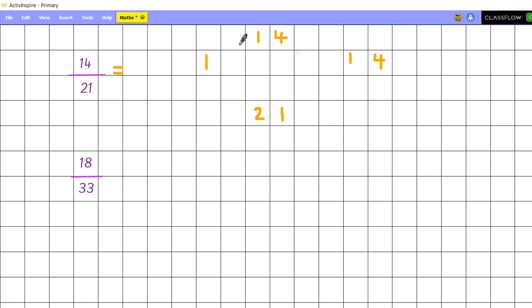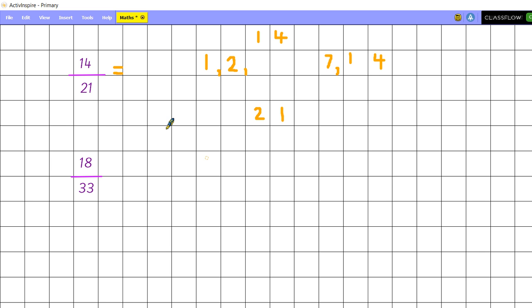Now, because it's even, 2 does go into it. How many lots of 2 goes into 14? 2, 4, 6, 8, 10, 12, 14. 7 lots of 2. What about 3? Is that divisible by 3? No, it's not. Okay, what about 4? Not 4, not 5, and not 6. So those are my factors of 14.